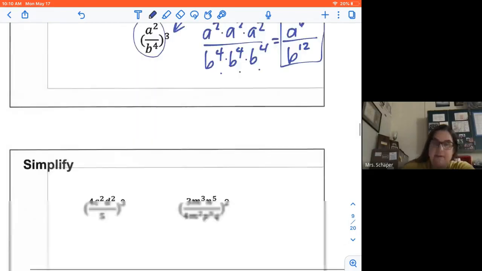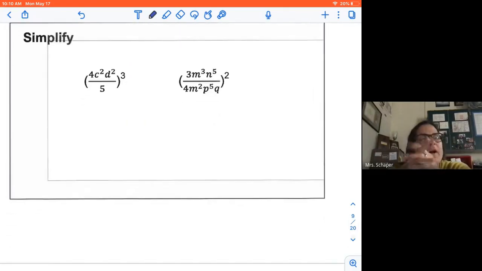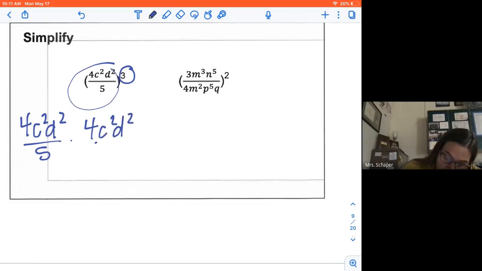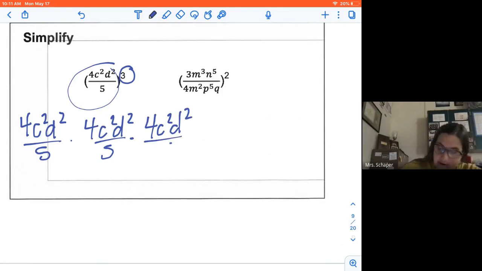Same thing when we're looking at these. Now, when you have a power of a product or power of a quotient, sometimes it's easier to simplify before you use that power, and sometimes it's not. And that's something that you're going to work through to figure out what works best for you. So this 3 tells me to take this 3 times. So 4c squared d squared over 5 times 4c squared d squared over 5 times 4c squared d squared over 5. And now I'm going to multiply across.